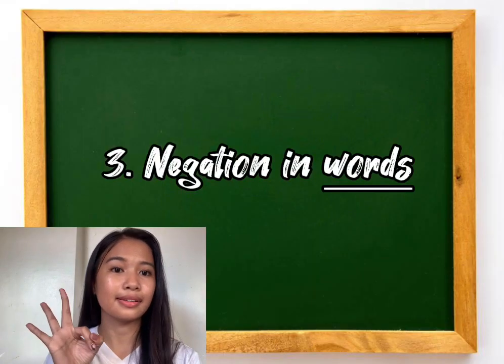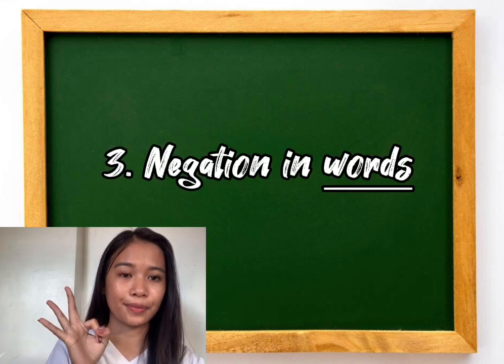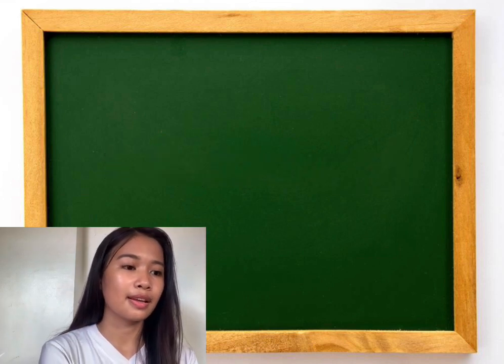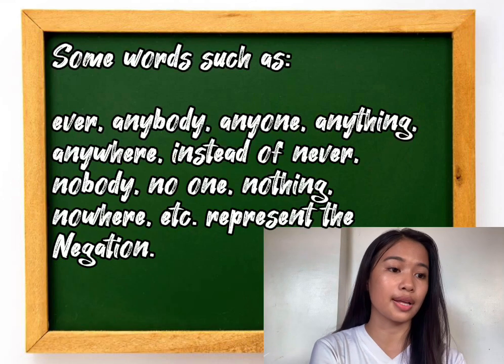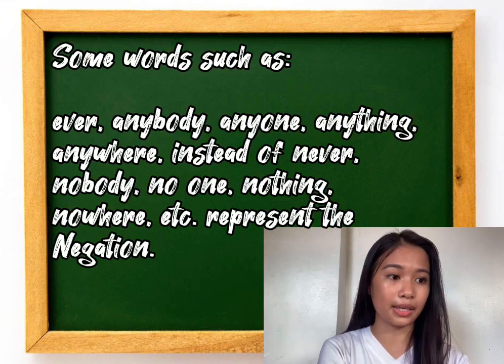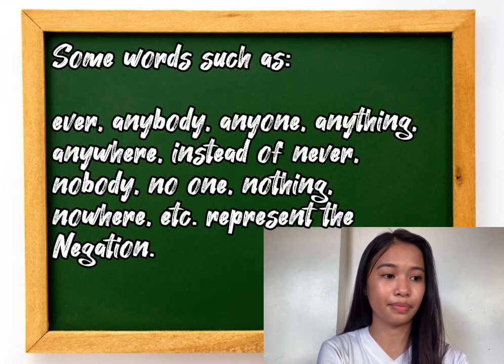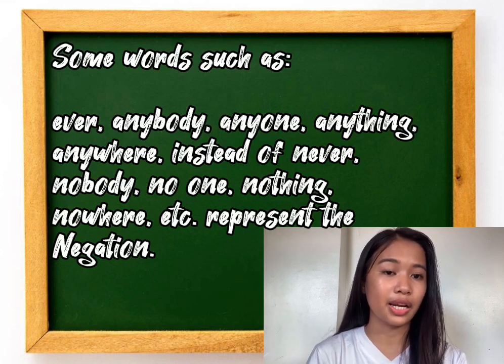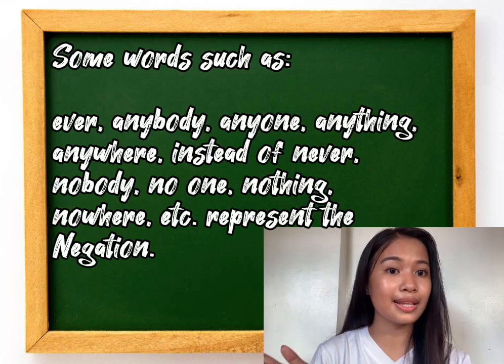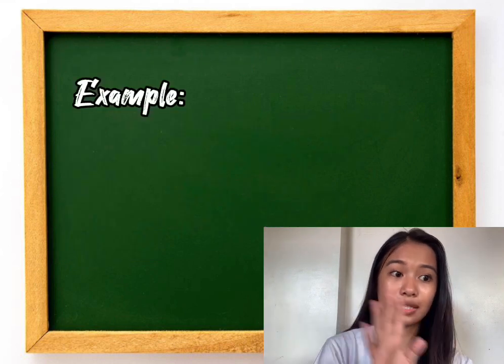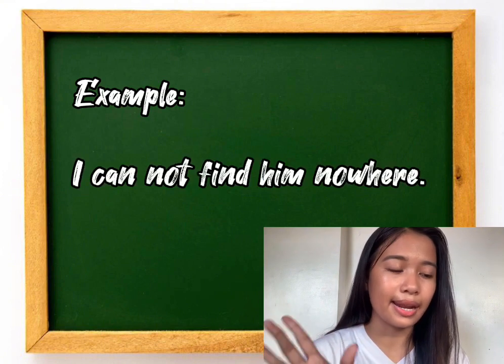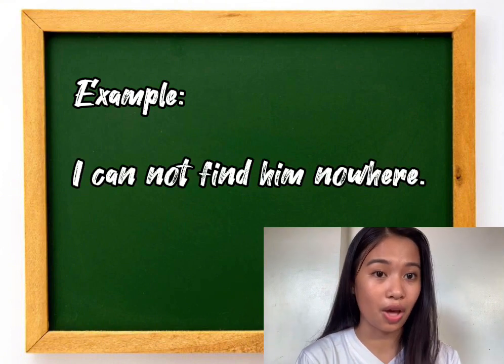So, number three, negation in words. Some words such as ever, anybody, anyone, anything, anywhere, instead of never, nobody, no one, nothing, nowhere, etc., represent the negation. Number one example, I give you that. I cannot find him nowhere.